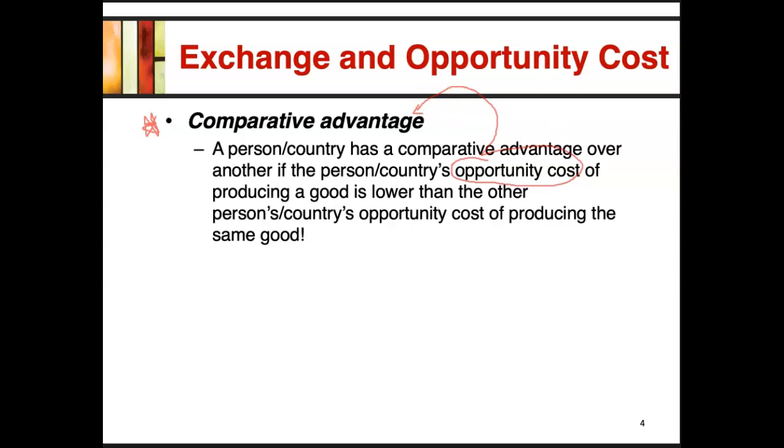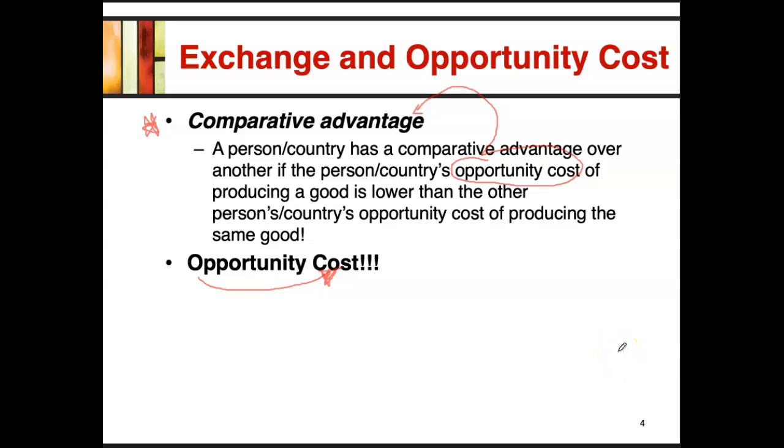Essentially, if you use fewer resources in the production of a certain good or service, then you have a comparative advantage in that good or service. That is the whole point of comparative advantage, and again it goes back to the concept of opportunity cost. What is the best alternative? What do you need to give up in order to gain something else? That is the whole point of opportunity cost.